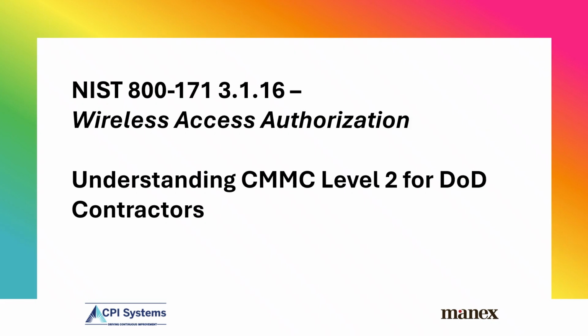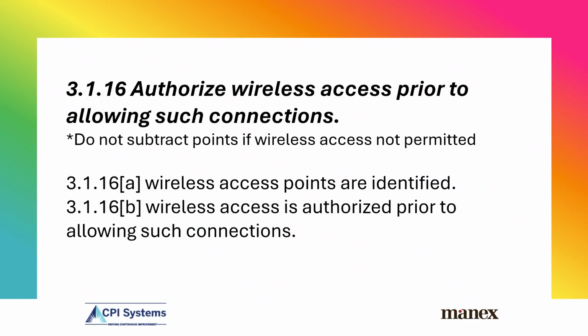Welcome. Today's topic, CMMC Level 2 Requirement 3.1.16, Wireless Access Authorization. 3.1.16: authorize wireless access prior to allowing wireless access connections. Remember, do not subtract points if wireless access is not permitted. Let's look at the assessment objectives. A, wireless access points are identified, and B, wireless access is authorized prior to allowing such connections.